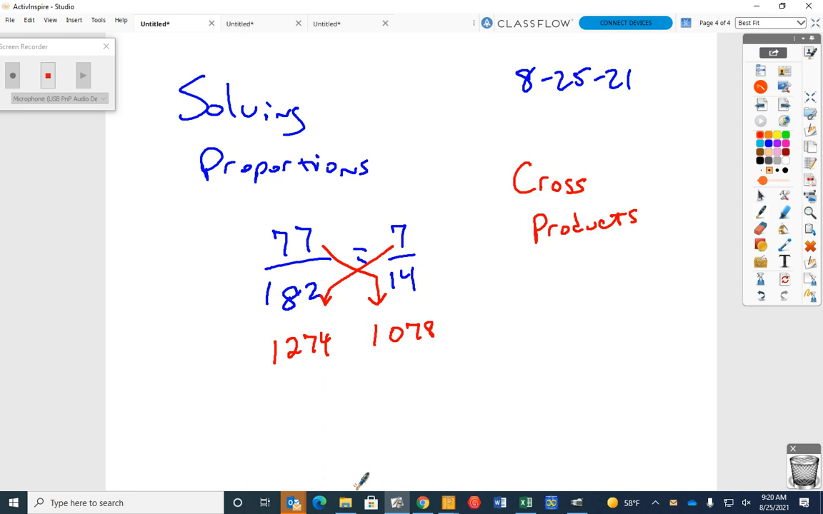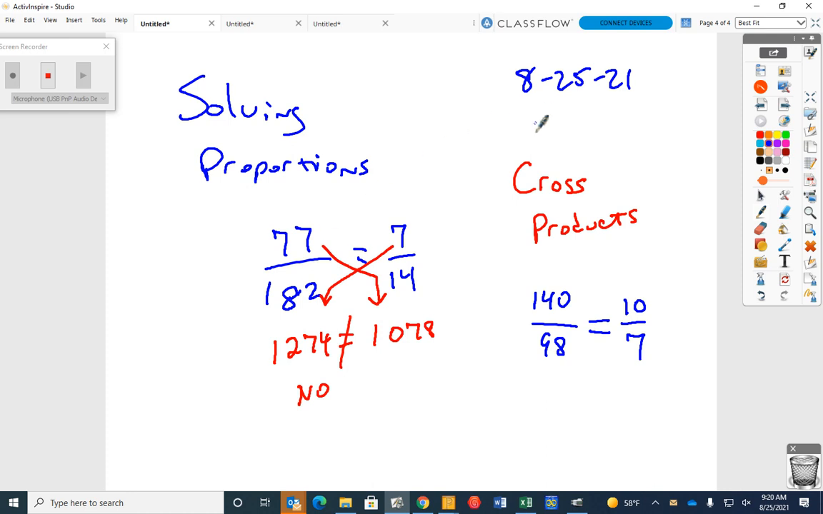If they don't equal each other, this does not form a proportion. So you could put an equal sign with a slash through it, or you could say no, they do not. Let's try another one. Let's say I had 140 over 98 equals 10 over 7. Now let's solve this using our cross products.